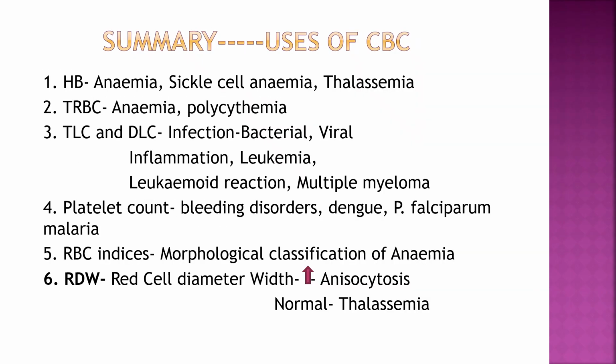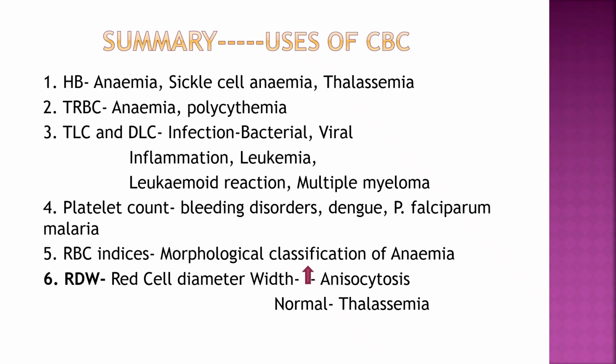So to summarize the uses of CBC, that is complete blood cell count. Hemoglobin helps to know the anemia and which type of anemia, can be sickle cell anemia, thalassemia, megaloblastic anemia, iron deficiency anemia. Then total RBC count helps in knowing the anemia, polycythemia, and then RBC different morphologies.